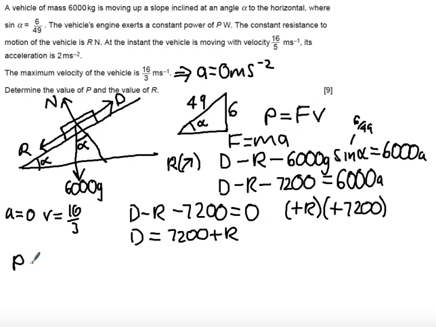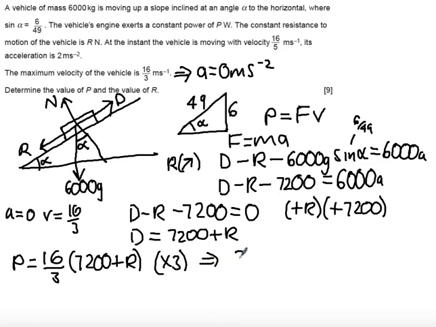And actually now what I can do is I can substitute this into my equation for power. So P equals velocity, I'll put the velocity first because it makes more sense, 16/3, times 7,200 plus R. And if I multiply both sides of the equation by 3 and expand the bracket, what we get is that 3P is equal to 115,200 plus 16 times R, which is 16R.